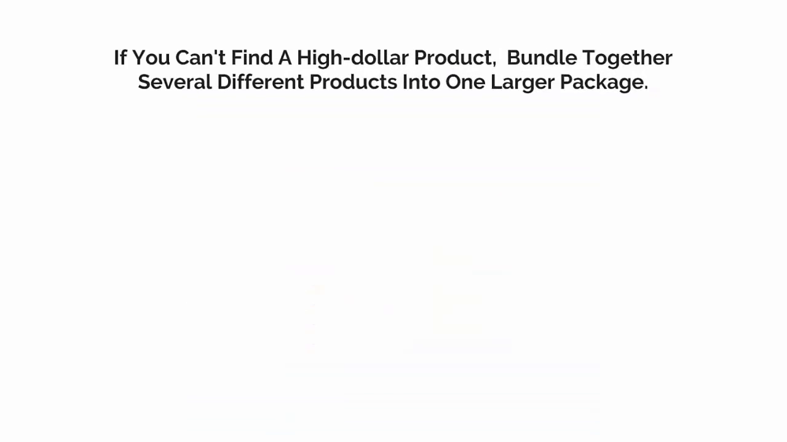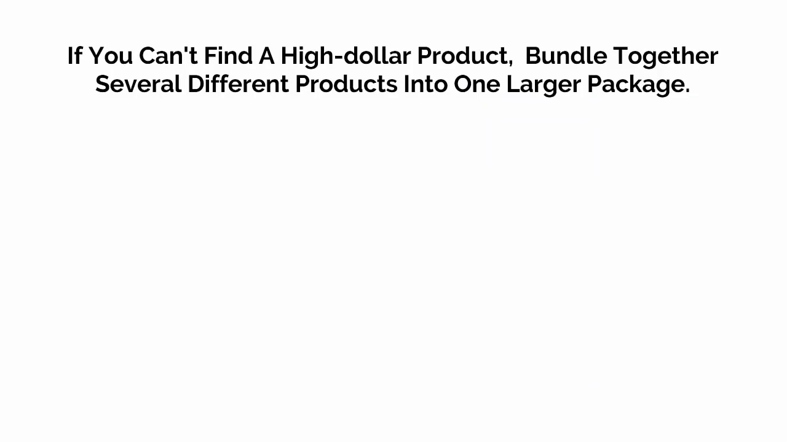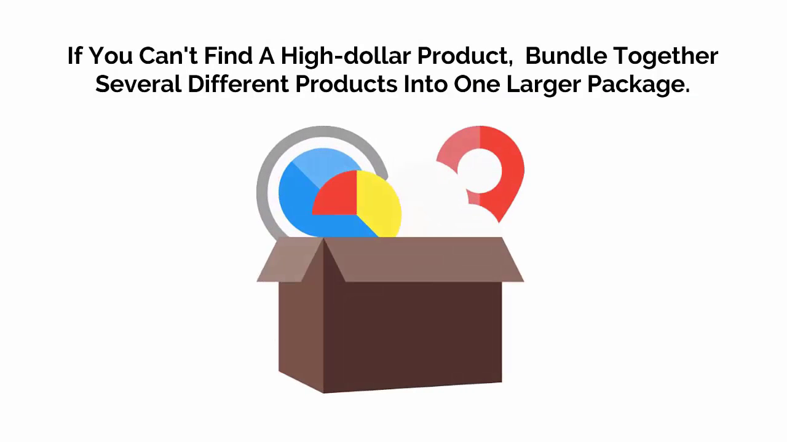It's a win-win-win. If you can't find a high-dollar product, you could bundle together several different products into one bigger package. I've done that many times. So, for example, you can bundle together several high-quality PLR products, give them completely new, unique graphics, and edit the content. And when I say edit, I mean take out the fluff and add some more useful stuff to it. So now you've got a high-ticket offer to sell to your customers.